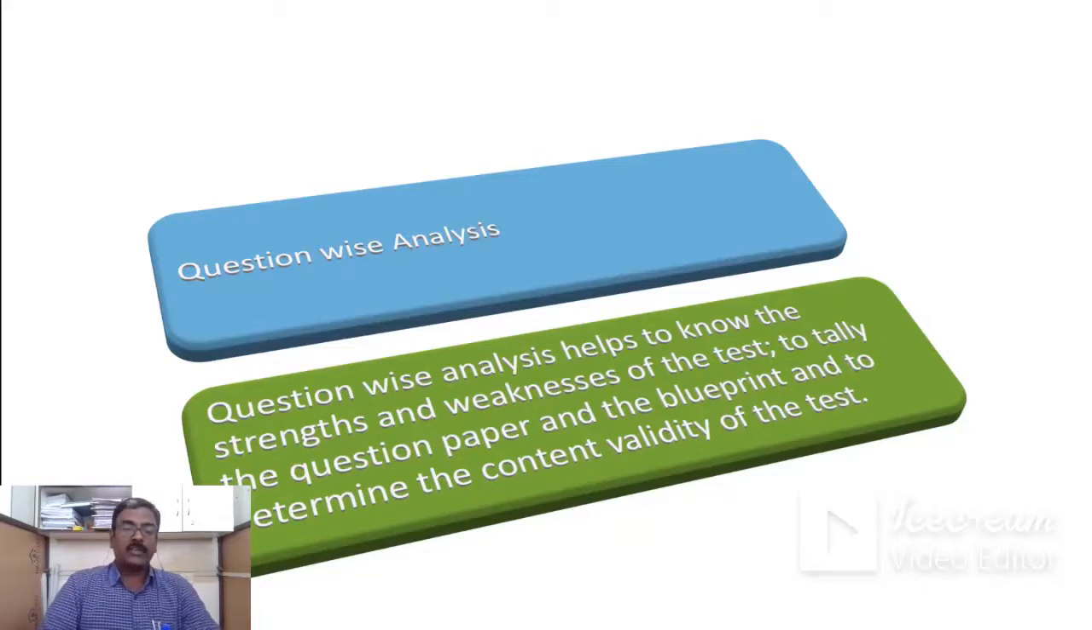For example, if we are conducting an achievement test for 30 students, and nearly 25 students answer a particular question wrongly, for example the 10th question, then we can identify that the 10th question is very tough for all the students. So we can change that particular question. We can identify which question is tough for the students and which question is easy for the students.